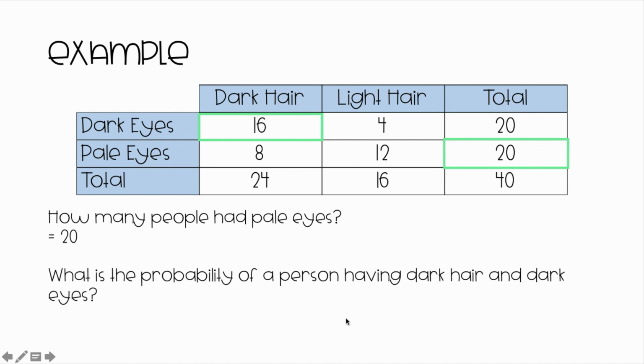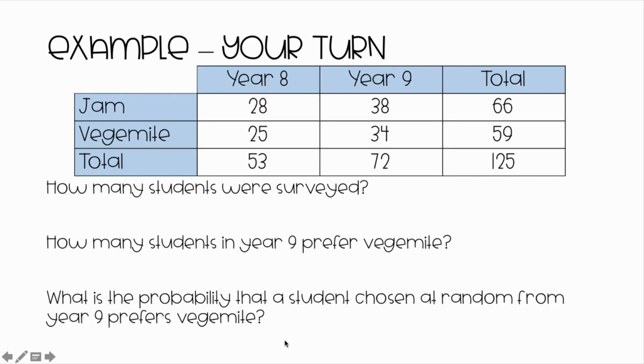So what is the probability of a person having dark hair and dark eyes? The probability of dark hair, dark eyes is 16 out of 40. So 16 people out of the total number of people gives us 16 out of 40, which gives us a probability of 0.4. Okay, your turn now.